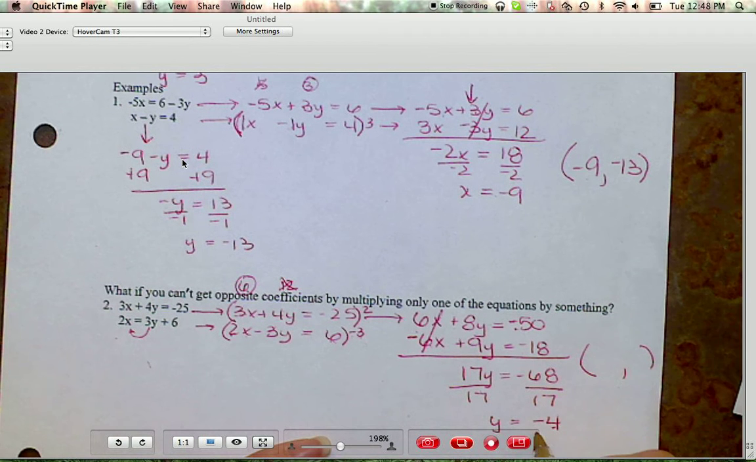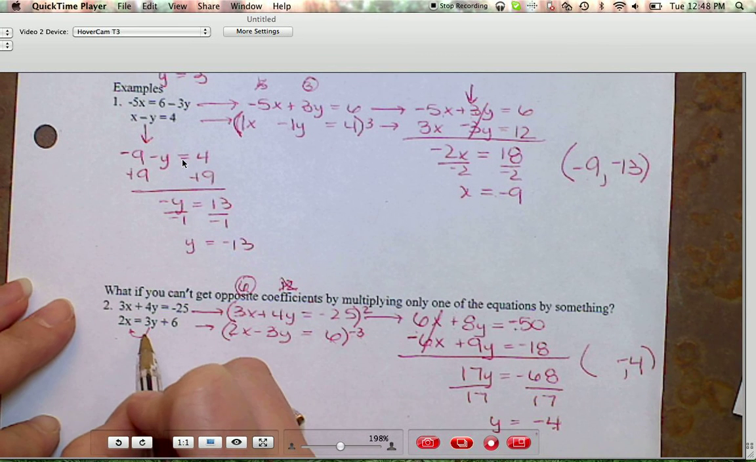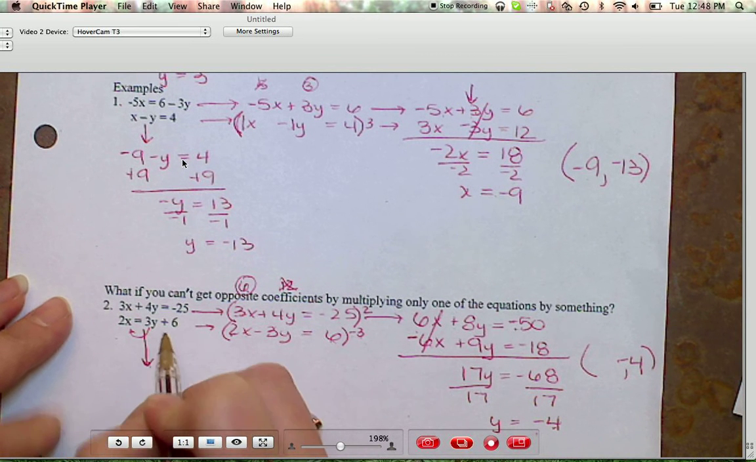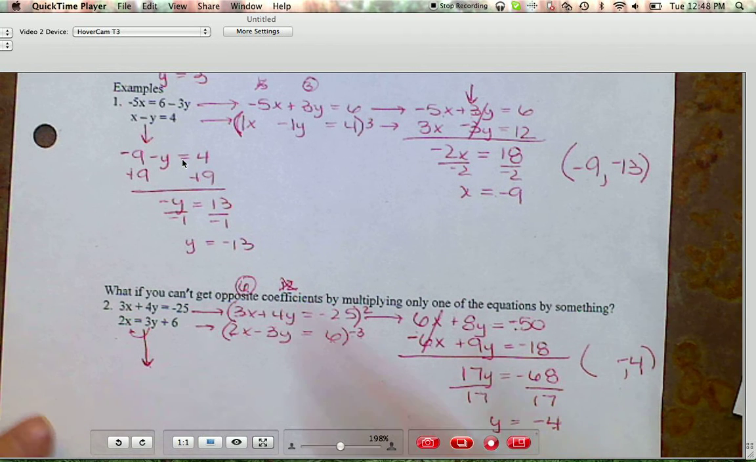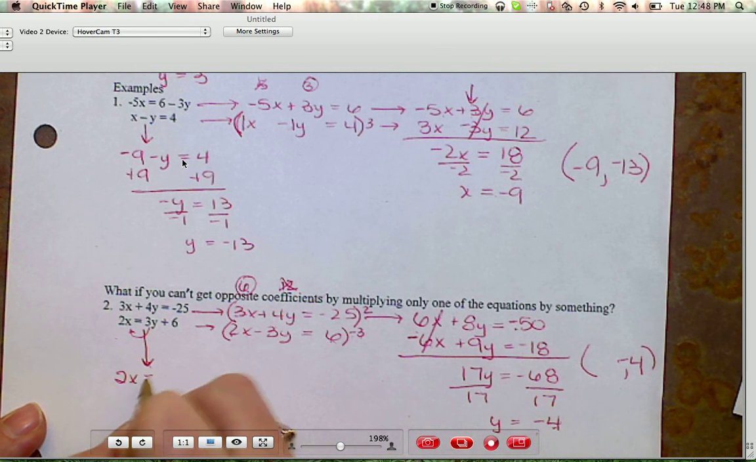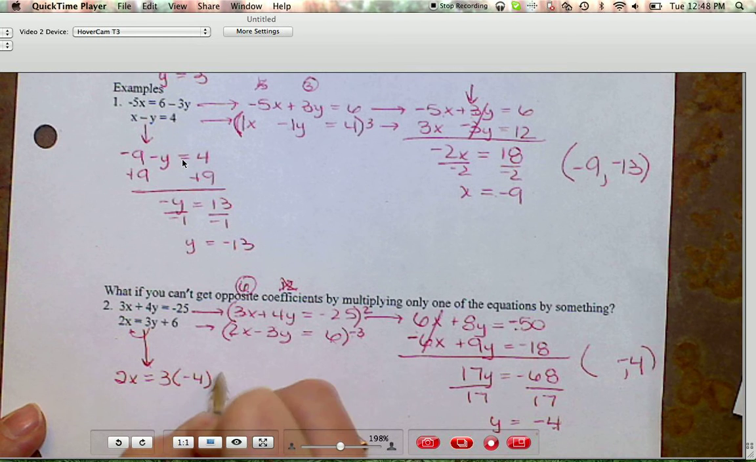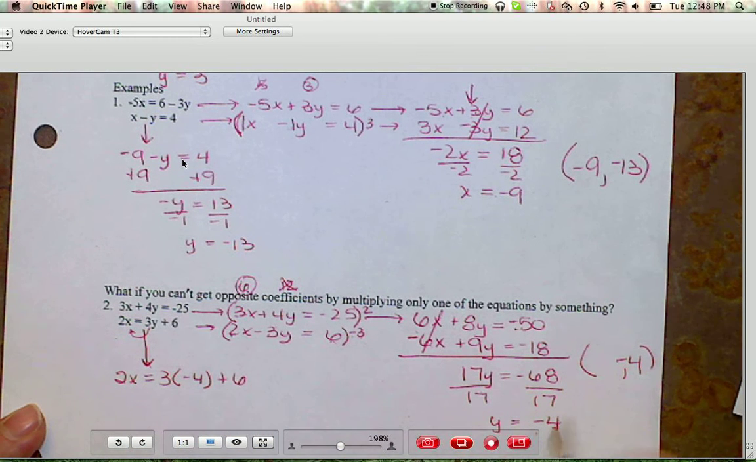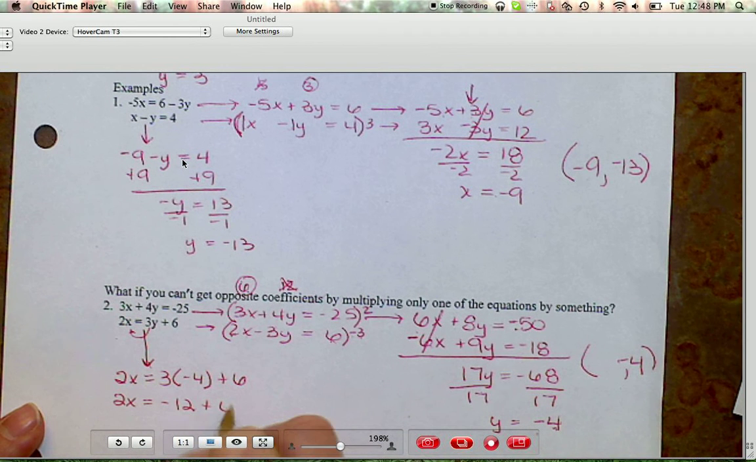Now that is the y value, so you need to make sure you put that in the second half because that's where your y goes. And then we'll go back here. I'm going to go for this bottom equation again. You have a choice, but that's the one I'm picking. 2x equals 3 times negative 4 plus 6. Just take that negative 4, plug it in for that y. Do the math. 2x equals negative 12 plus 6. 2x equals negative 6 when you add these together, and x equals negative 3.